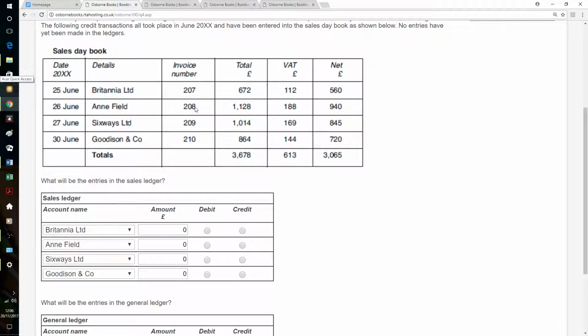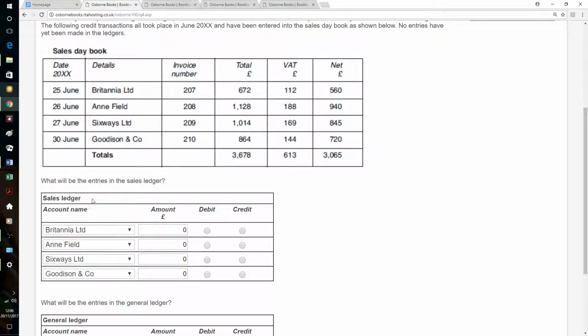There's the invoice numbers in consecutive order because it's our own sales. We should be issuing invoices in consecutive order. We have the total, gross, inclusive of VAT. We have the VAT and the net. The VAT, of course, is the government's money that we'll pay over to them at some point in the future.